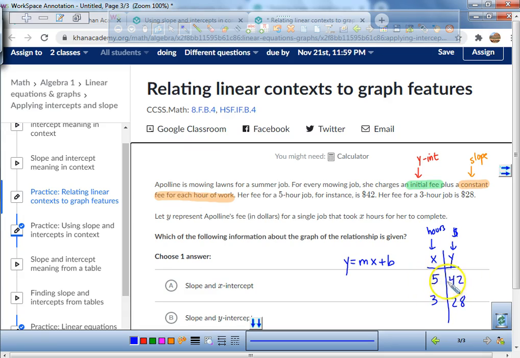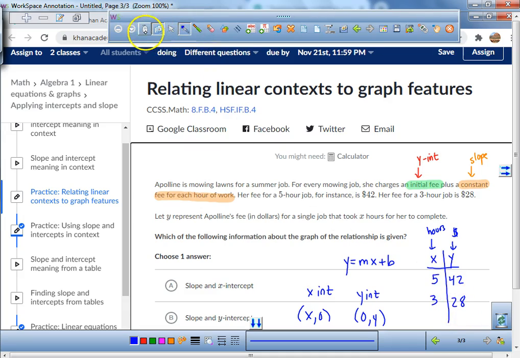Now, these are just two ordered pairs. They're not the x-intercept or the y-intercept, and they didn't actually give us the slope. They didn't tell us what she charges per hour, or they didn't give us the initial fee, which is the y-intercept. Just remember, the x-intercept is always x comma 0, and the y-intercept is always 0 comma y. All right, so it looks like all they gave us was two ordered pairs.